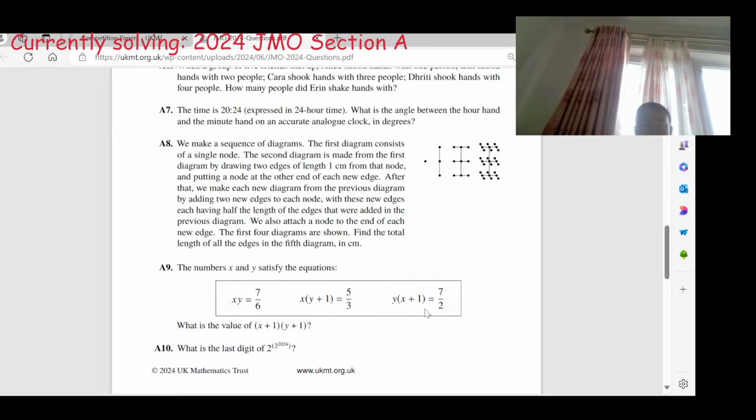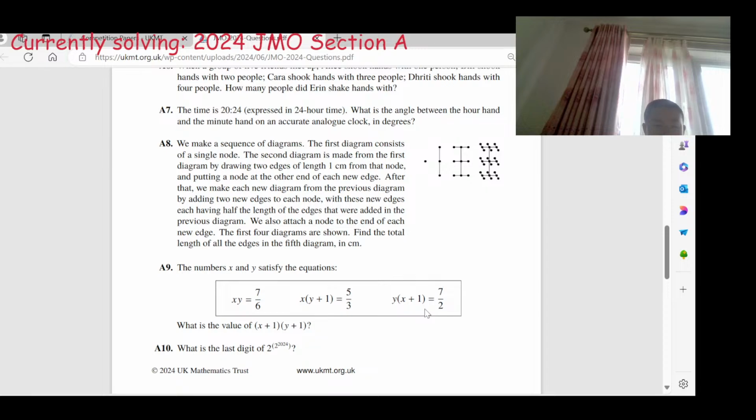We'll do A10 because A10 is really easy. 2 to the 4n always ends in 6. So yeah.